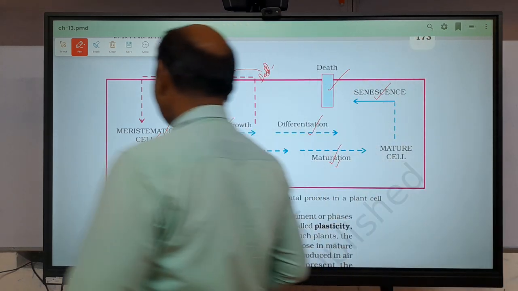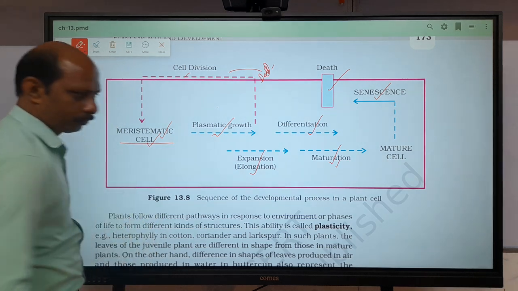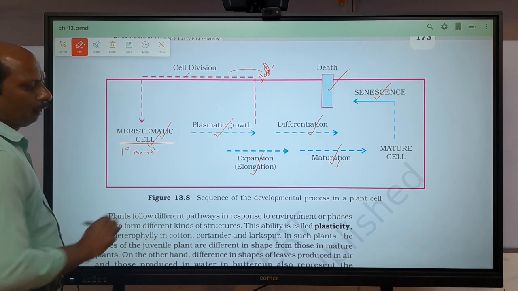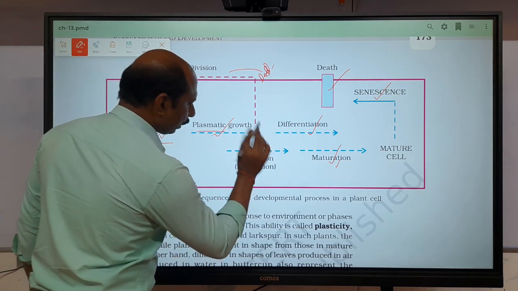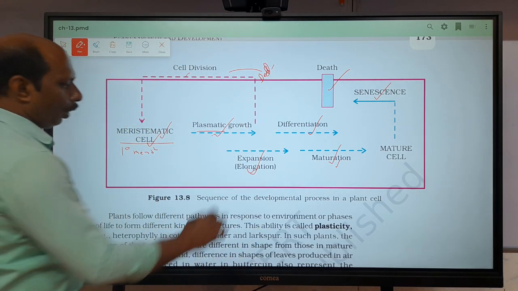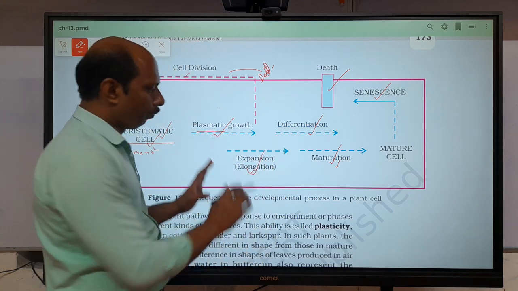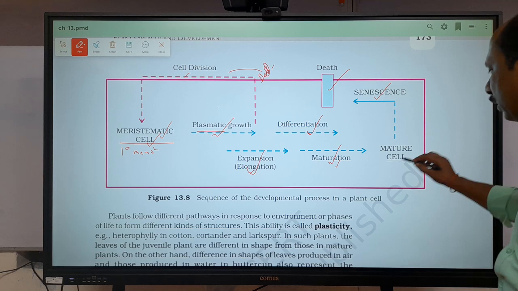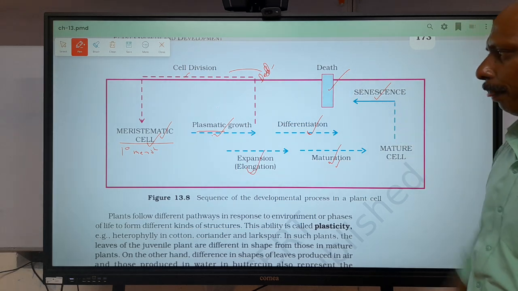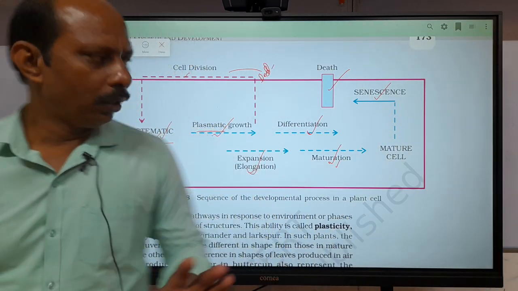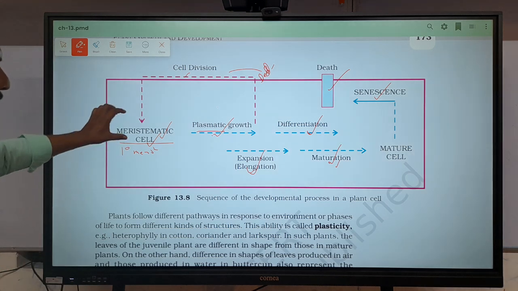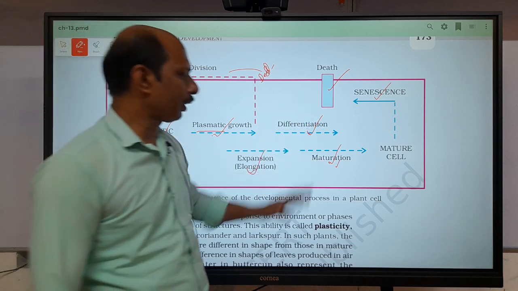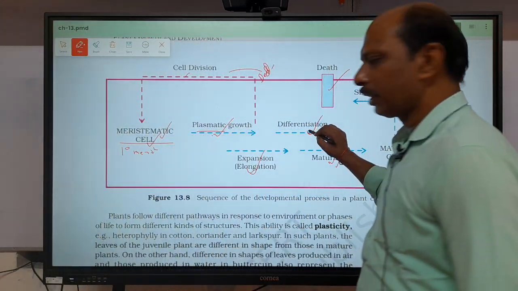Look here. This one is the meristematic zone, maybe primary meristem. In primary meristem, plasmatic growth is there, expansion, the same process is there, right? Okay. Now here they convert into differentiation. After differentiation, they convert into maturation, and these mature cells after some time become old and die. Okay. Another function is there. Meristematic zone, this is primary meristem. After expansion, elongation is there. Then after maturation, they mature. Differentiation is there, right now.